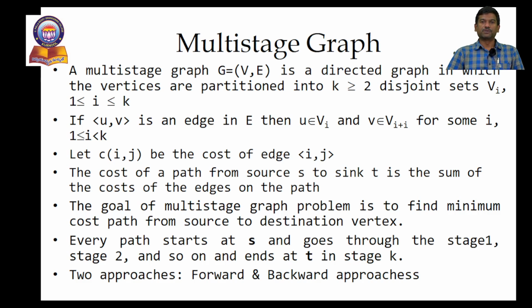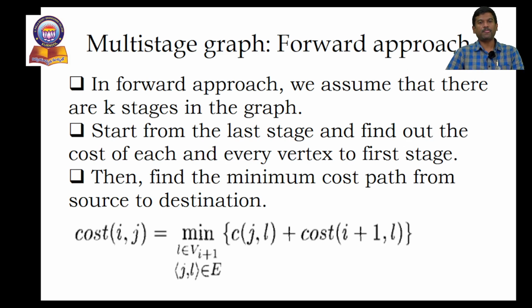And there are 2 approaches involved in the multi-stage graph, that is the forward approach as well as the backward approach. In the case of the forward approach, there are 2 parameters to consider, that is cost as well as path. So in the forward approach, we assume that there are k stages in the graph. What is a stage? That will be discussed in your next slide. So either if you take the forward approach or the backward approach, there are certain stages which are denoted by k.